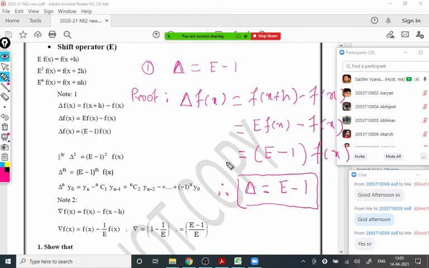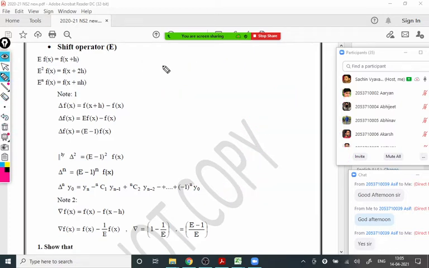So I am writing here the second question. The second question is to show that del is equal to e minus 1 upon e. So that is the question here. So proof of that del operator is equivalent to e minus 1 upon e. So again, we should consider del fx.